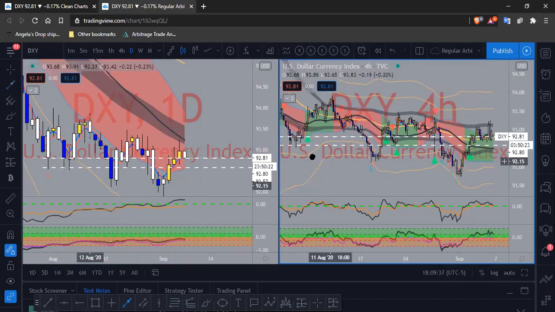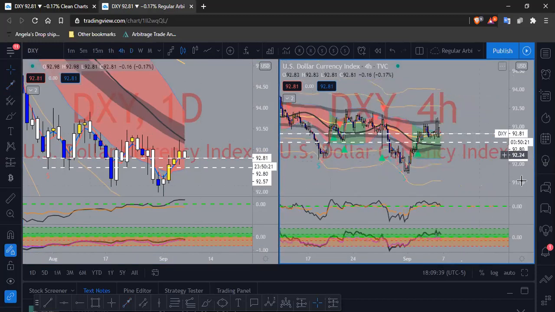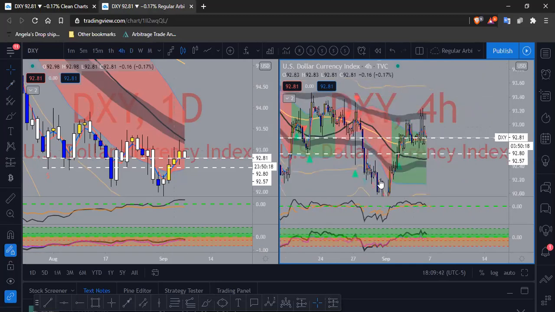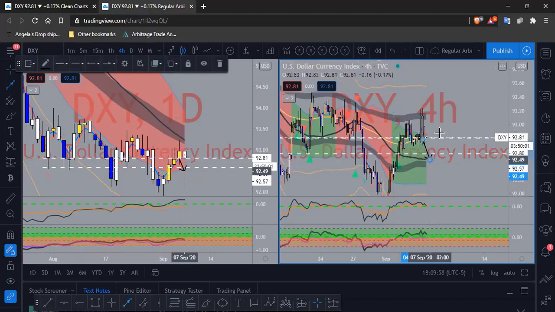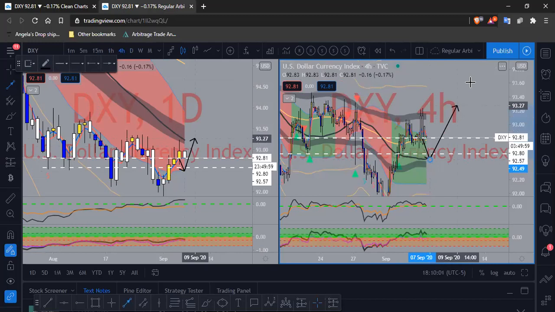On the 4-hour time frame, we did have this bullish move, and then I would usually say I want to see a retest of this RSI line for a continuation to the upside, which I still do want to see. Definitely want to see price come down lower to create a higher high.